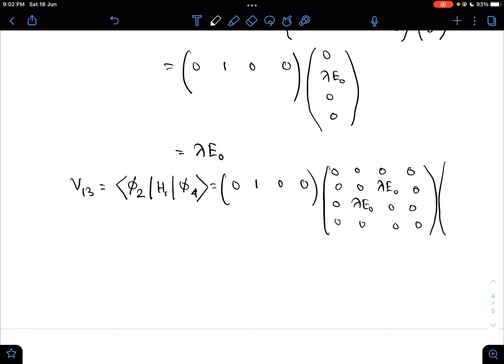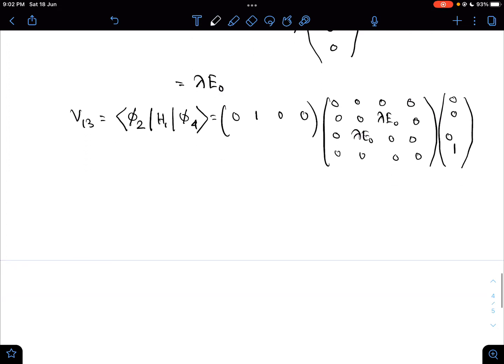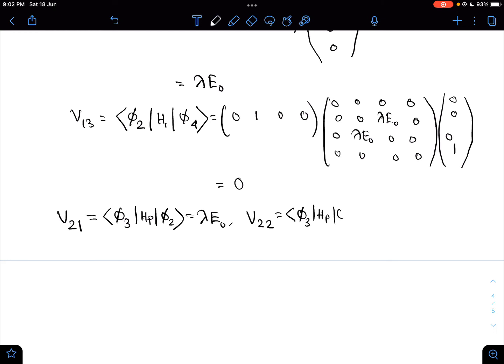And we have our phi 4 to be this. If we calculate this, it will also turn out to be 0. Similarly, in the same fashion, we can calculate all other values. Suppose we are calculating V21, it will be phi 3 HP phi 2. If we do the calculation, it will turn out to be lambda E0. Similarly V22, that means phi 3 HP phi 3, it will turn out to be 0.